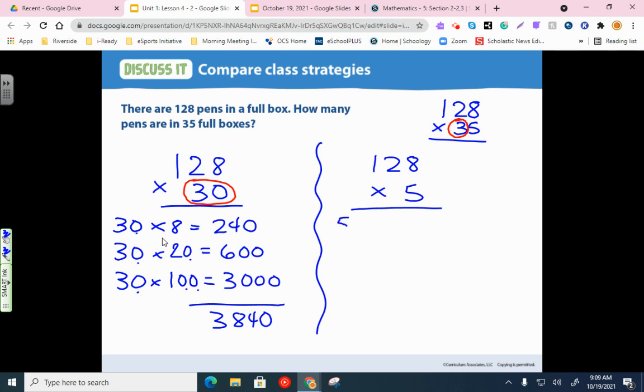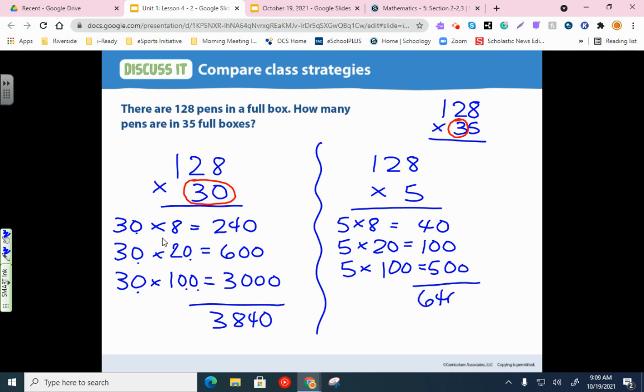Over here, we'll keep things simple. We'll do 5 times 8, which equals 40. And it's 5 times the 2. Now the 2 is in the tens place, so that's actually 20. 5 times 2 is 10. Tack on that 0, that gives us 100. And we have 5 times the 1, but that's actually a 100. 5 times 1 is 5. Add on those 2 zeros, it gives us 500. Add all these up, it gives us 640.